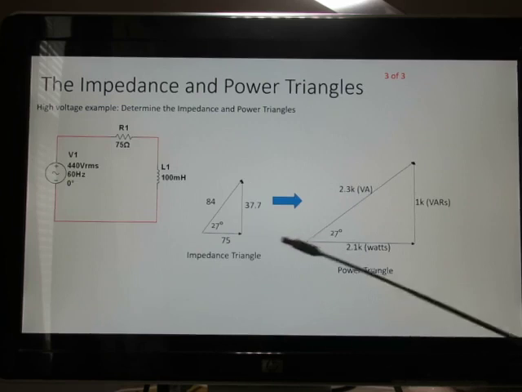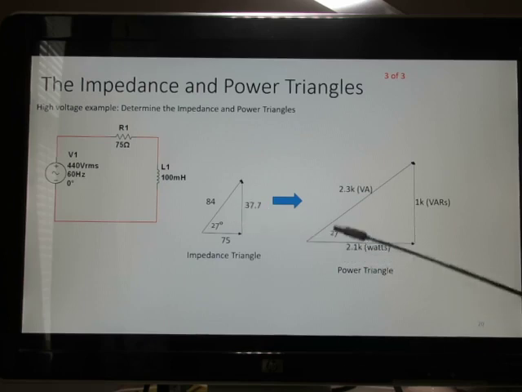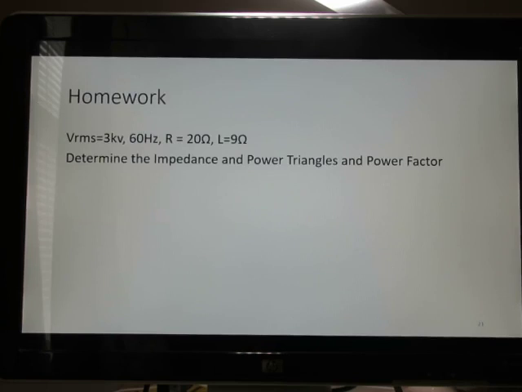Here are the results of our calculation. We have the impedance triangle and the power triangle, the same angle and just a bigger triangle for the power triangle. So I want you to try your hand at these types of problems, and that's it for now.